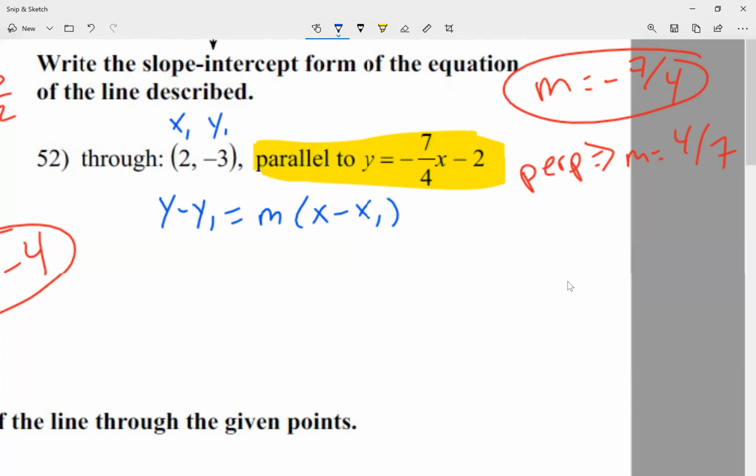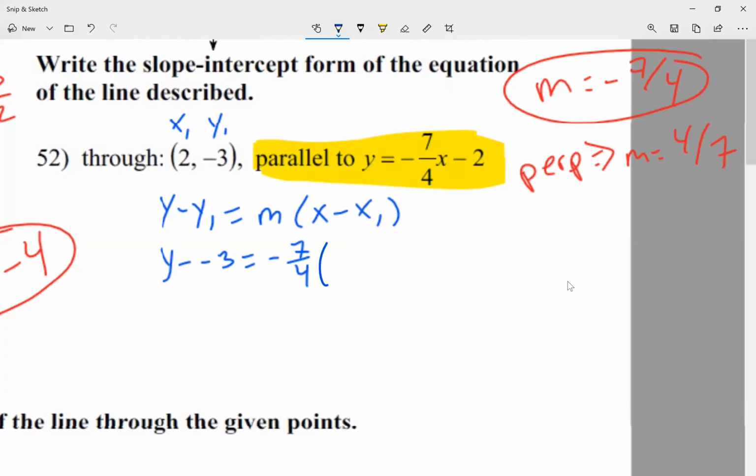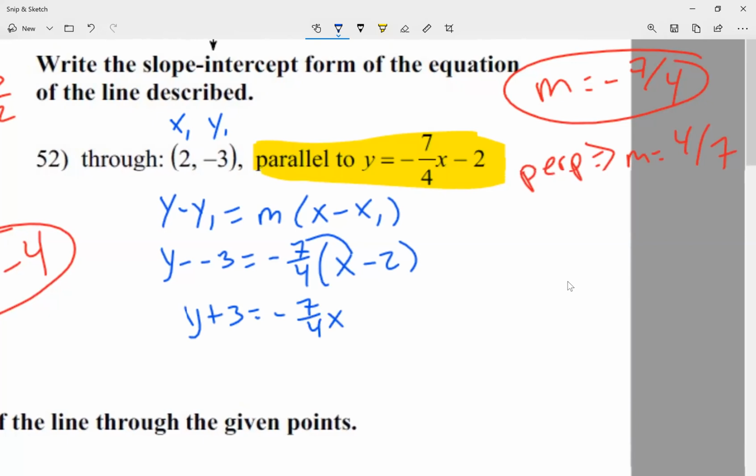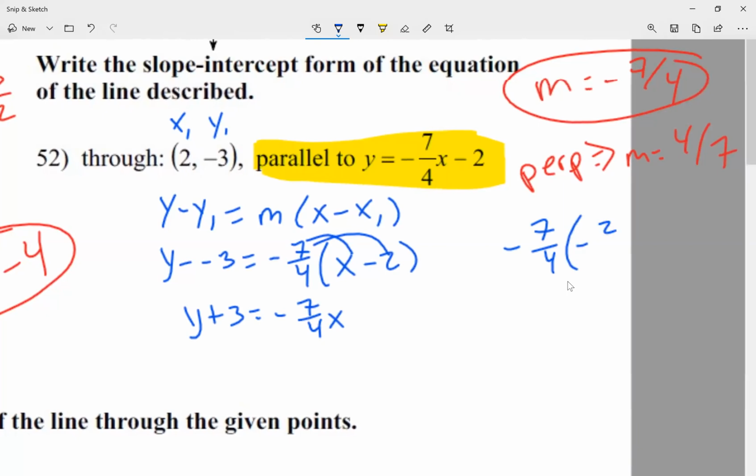So let me rewrite this as y minus a -3. It's equal to -7 over 4 times (x minus 2). Okay, so let me rewrite this as y plus 3, right? A negative and a negative made a plus. When I distribute this, it gives me -7 over 4 times x. Now here, let me do this here at the side. -7 over 4 times a -2 over 1. I know I simplify, so this gives me positive 7 over 2.